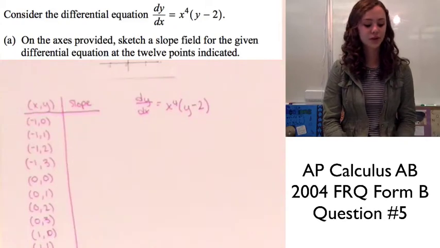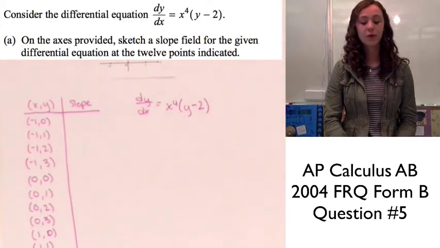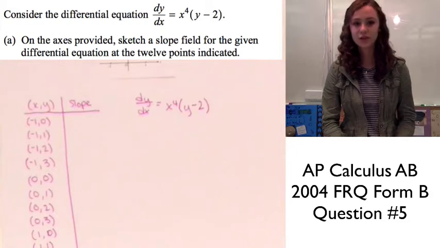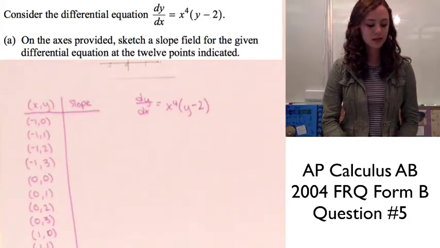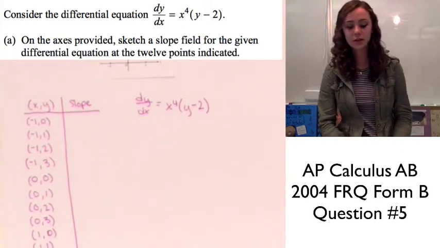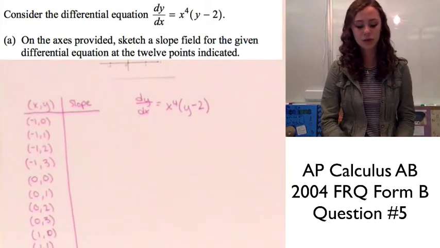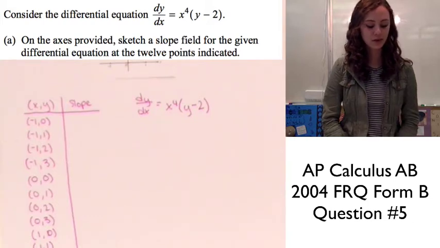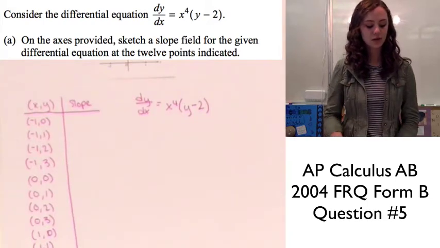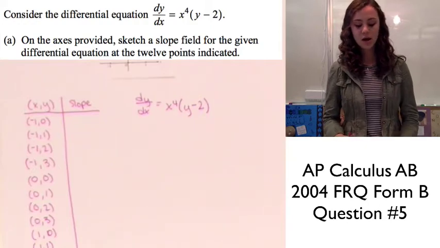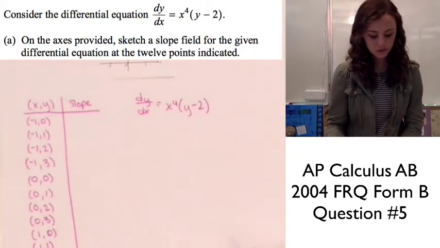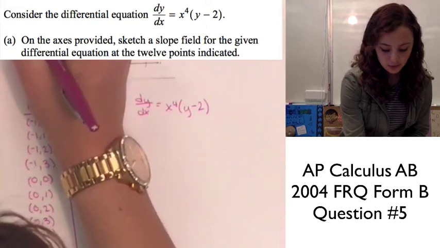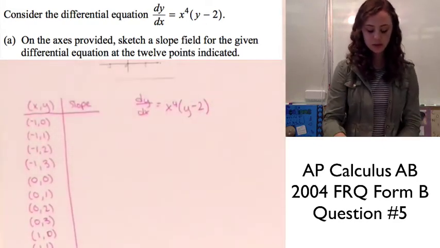Today we're going to be doing a question from the 2004 Form B AP Calculus test, and it's question number 5. This question says, consider the differential equation dy over dx equals x to the fourth times y minus 2. Part A says, on the axis provided, sketch a slope field for the given differential equation at the 12 points indicated. So right here we have the slope field with the 12 points indicated, and I wrote out the coordinates of each of these points.